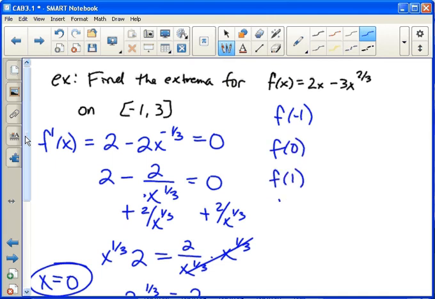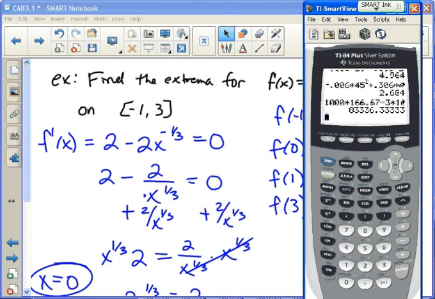If you're allowed to use your calculator, I want to show you one quick way to do this. Just plug your original function in for y equals.